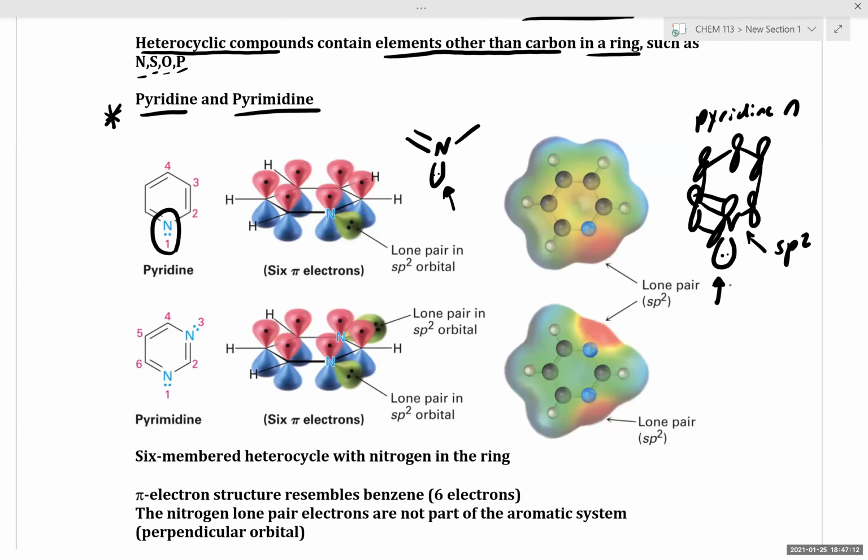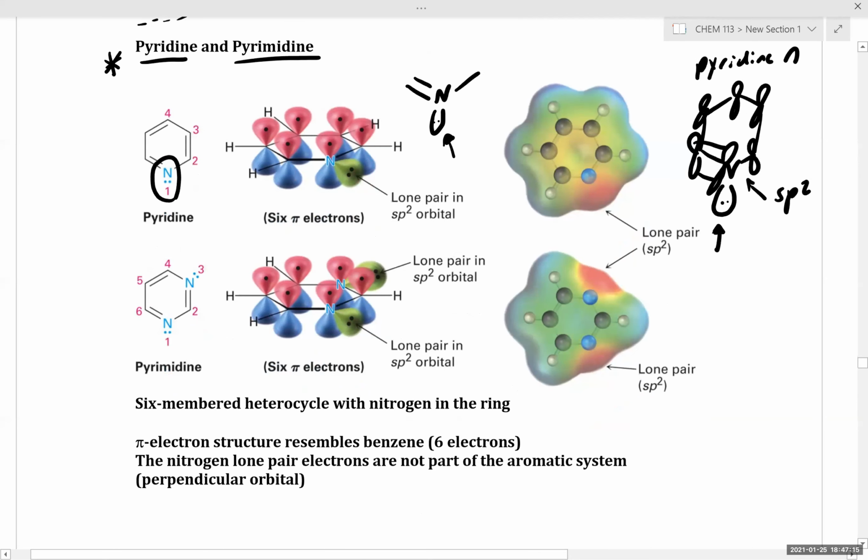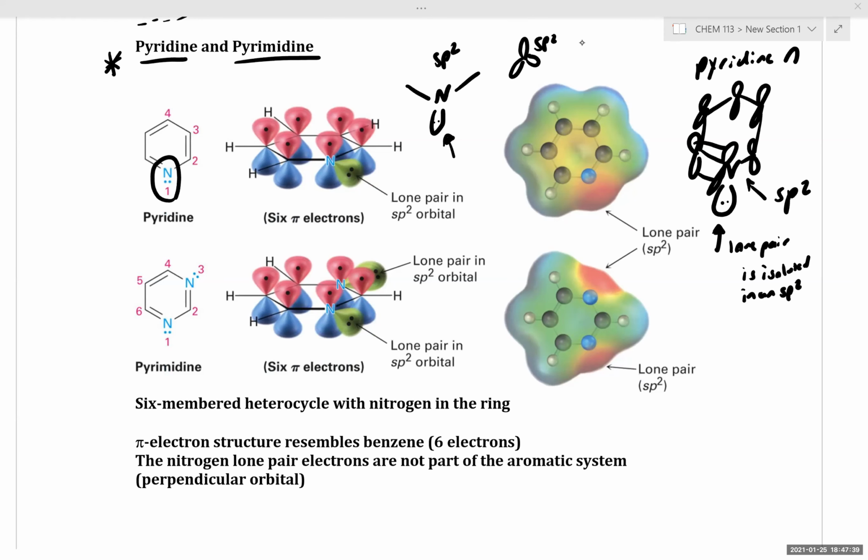It's isolated, yep. This lone pair is not in a p orbital. The lone pair is isolated in an sp2 orbital. We can see that logically if we consider that this nitrogen is sp2 hybridized. We have a total of 3 sp2 orbitals and 1 p orbital. In this case, we have used our p orbital already to form our double bond. So by definition, the only remaining orbital that we can place our lone pair in is going to be an sp2 orbital.